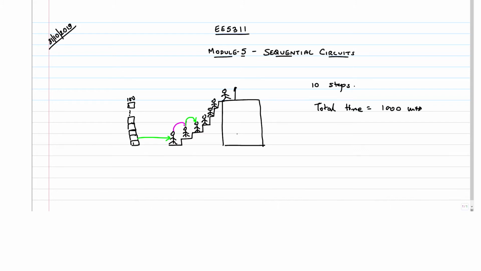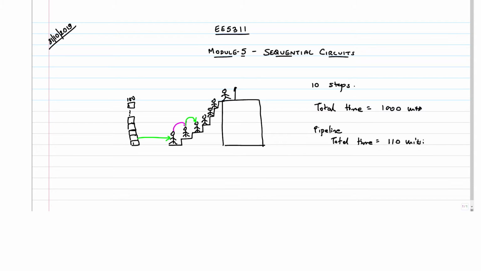Now on the other hand, if I exploit this fact that the guy is idle and I just start feeding a brick as soon as that guy is done, how long would that take? 100? Exactly. So if I pipeline, this concept is called pipelining, okay, then the total time is equal to 110 units.